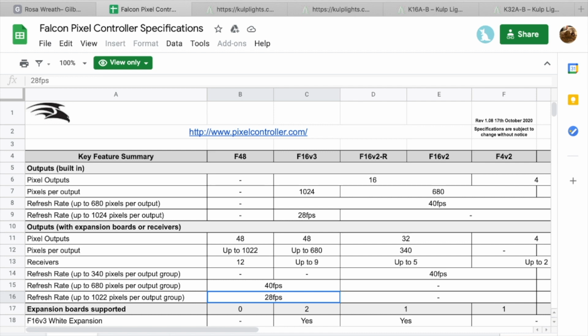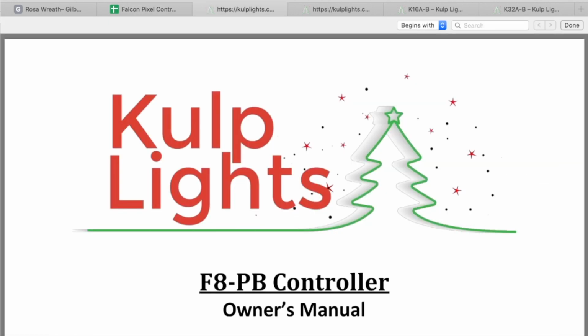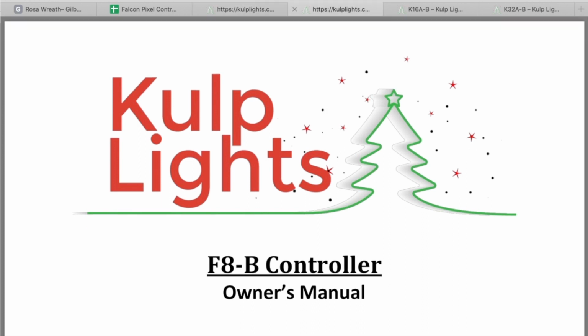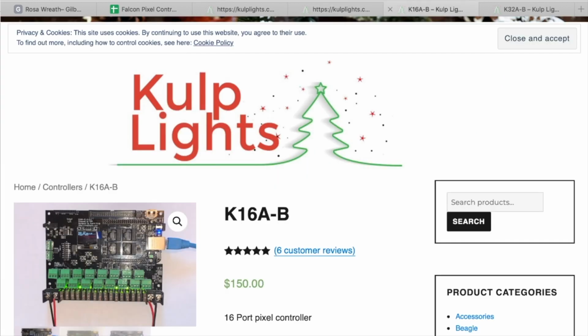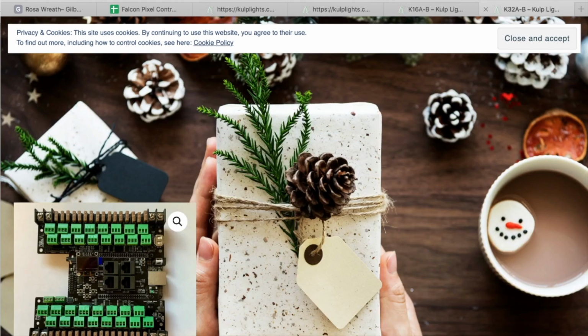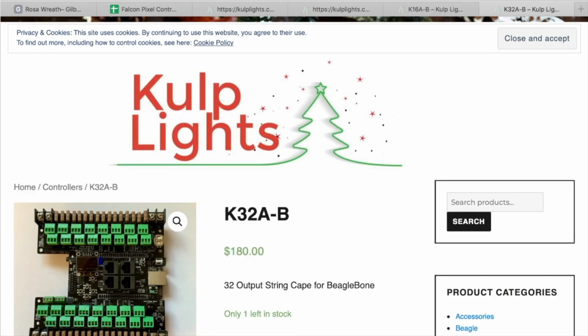Now let's take a look at the Falcon boards. I have here the F8PB controller owner's manual. I also have the F8B controller manual, the K16AB on their Falcon website, and the Falcon K32AB.